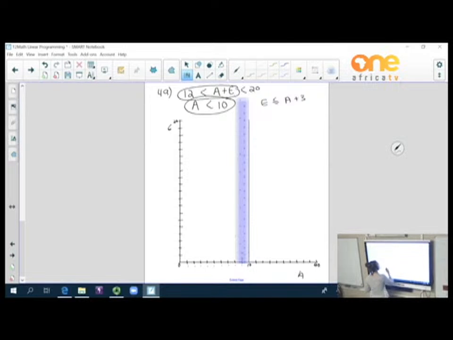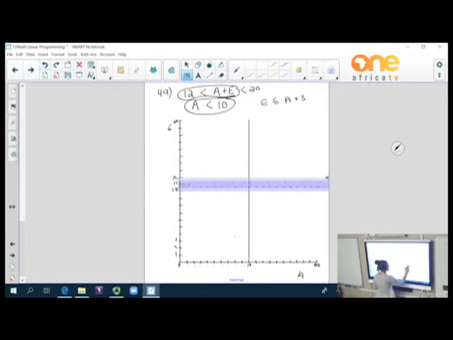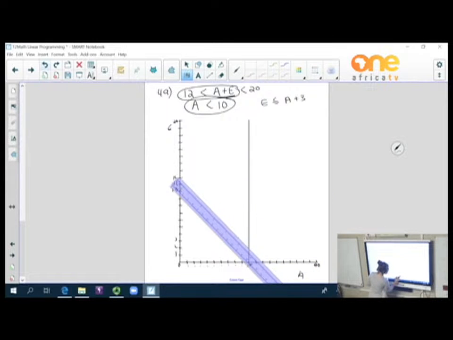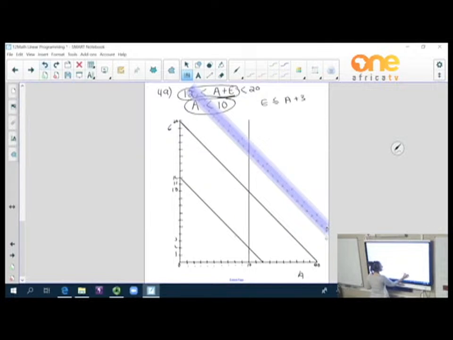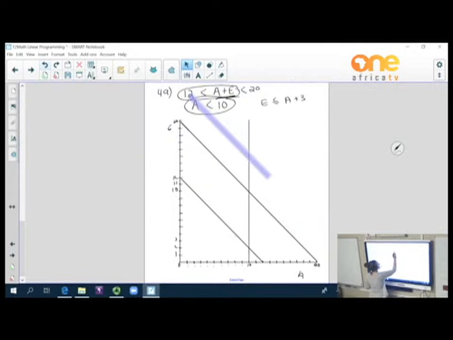And England is less, or 12 is less than Argentina and England. So what we will do is we will go to 12 on both axes, because if we add them together, they will be more than 12, but they will also be more than 20. So we will take our ruler to the two 20s, and you will draw your line for your inequality. And then there we have Argentina and England is less than 20.